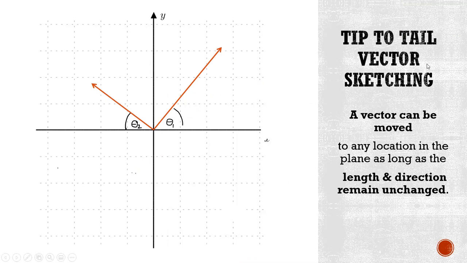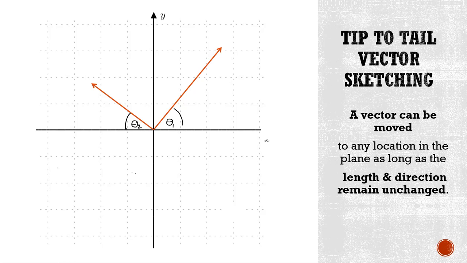All right. So when you're adding vectors, we're going to use the tip to tail vector sketching method. We're not going to use tip to tail to calculate them really, but we're going to use them to sketch them. So let's say I have these two vectors. The most important thing about vectors is they have to have the same length and they have to have the same direction. A vector can be moved anywhere as long as the length and the direction don't change.